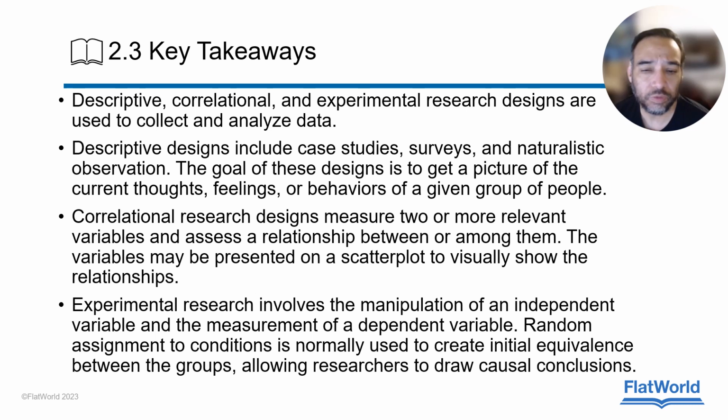Experimental research involves the manipulation of an independent variable and the measurement of a dependent variable. Random assignment to conditions is normally used to create initial equivalence between the groups, allowing researchers to draw causal conclusions.